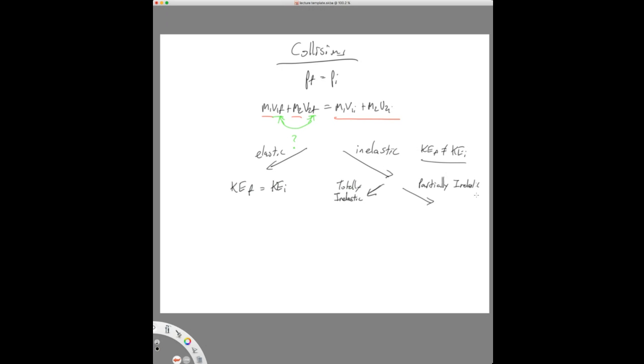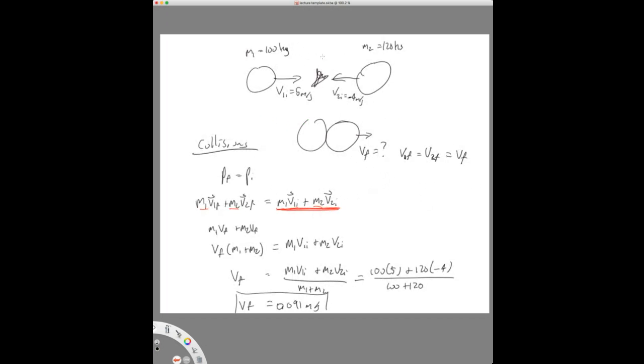So totally inelastic sounds like it means it loses all of its kinetic energy. If elastic means it preserves the kinetic energy, totally inelastic sounds like it means it loses all of its kinetic energy. Unfortunately, that is not what it means. It means it loses all of the kinetic energy that it could lose.